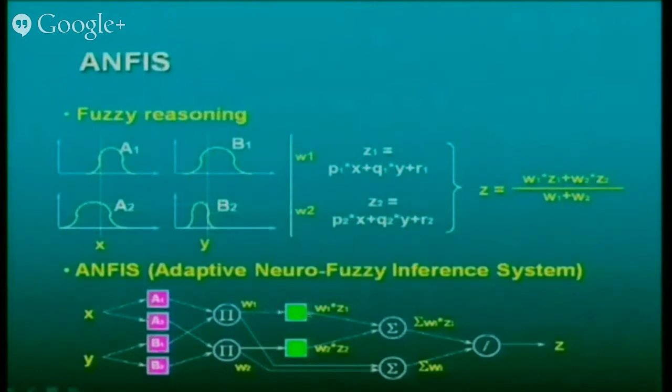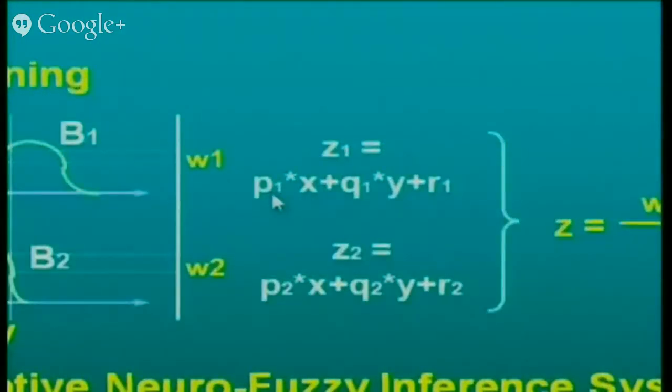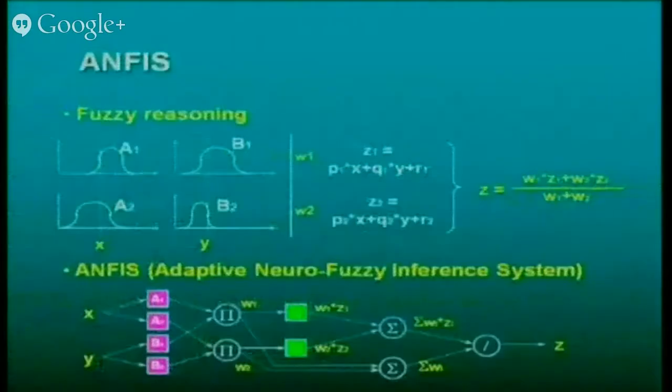Then further, you have defined Z1. How have we designed Z1? Z1 is equal to P1 into X plus Q1 into Y plus R1. So here P1 and Q1 are some constants and R1 is a constant, and X and Y are your inputs. So that is how you have defined Z1, according to your problem. Similarly, Z2 is also defined.